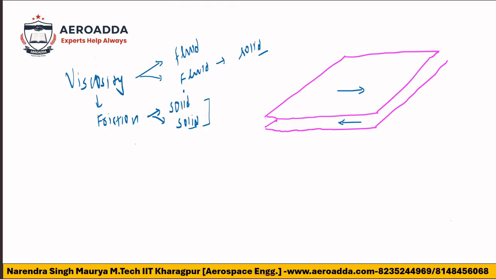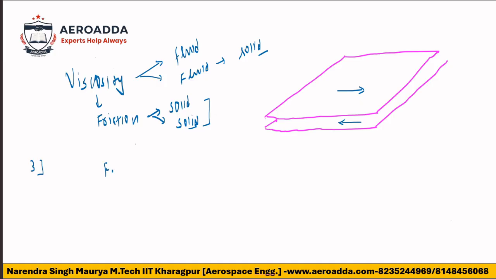Now because of this property only, any viscous fluid will have a formation of the boundary layer. And the boundary layer is basically a very thin region. I have to write this third point for this.